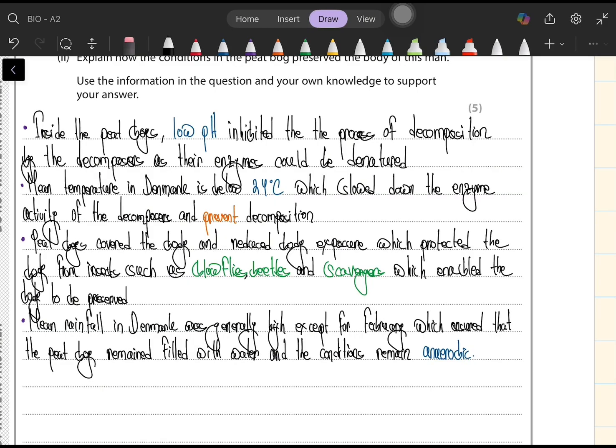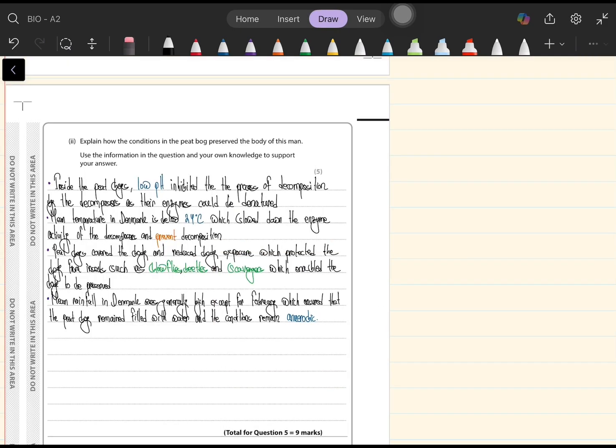The first part of the question, I mean, we did a question similar to that, right? So, as the body was exposed, it attracted blowflies and so on. So, as the peat bog covered the body, these insects could not be attracted towards the body. And mean rainfall in Denmark is generally high except for the month of February, which means that the peat bog remained filled with water and the conditions were anaerobic, right? So yeah, let's just move on to the next question.